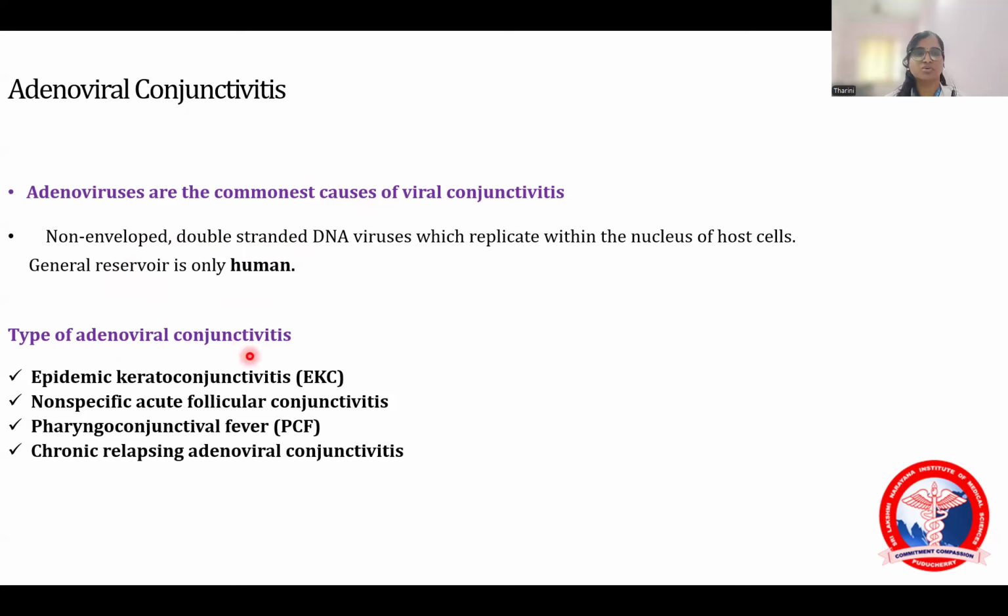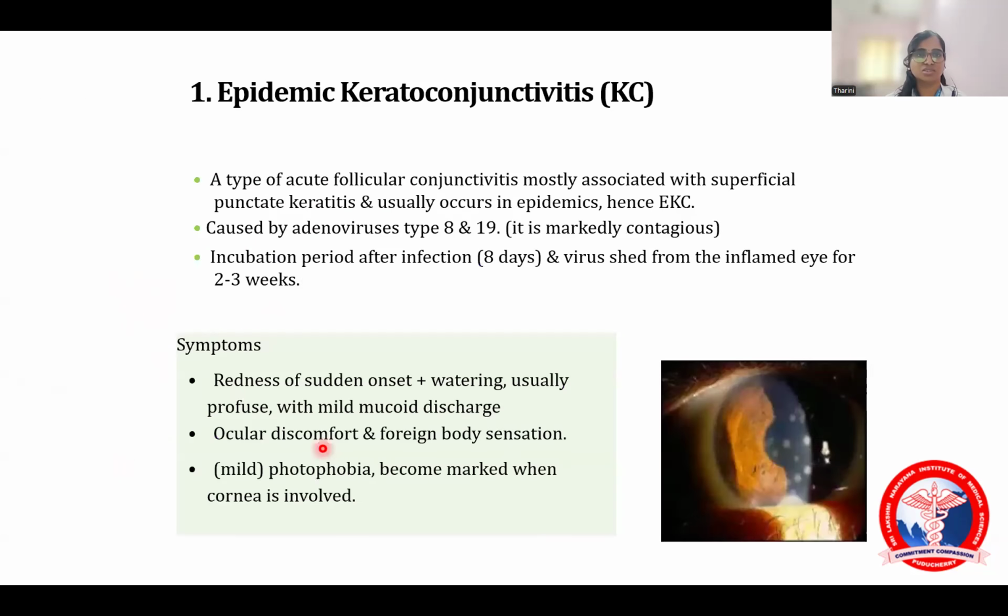The types of adenoviral conjunctivitis include epidemic keratoconjunctivitis, pharyngoconjunctival fever, non-specific acute follicular conjunctivitis, and chronic relapsing adenoviral conjunctivitis. Epidemic keratoconjunctivitis is a type of acute follicular conjunctivitis mostly associated with superficial punctate keratitis, and it occurs in epidemics. It is caused by adenovirus type 8 and 19. Incubation period after infection is 8 days. The virus is shed from the inflamed eye for 2 to 3 weeks.